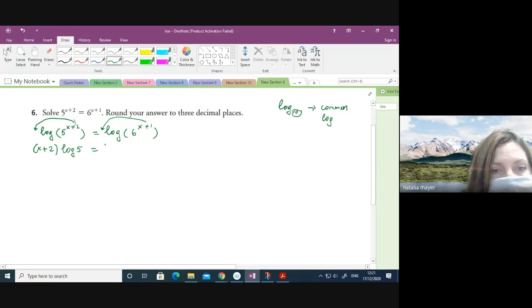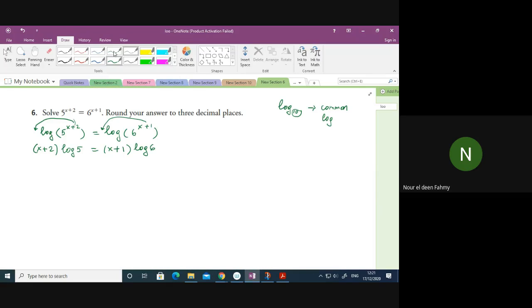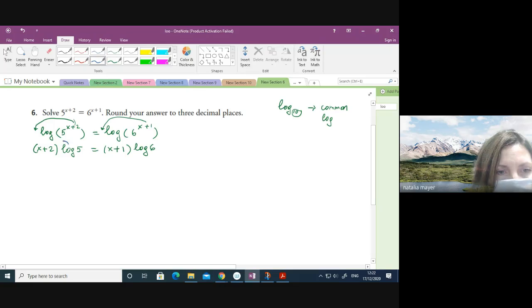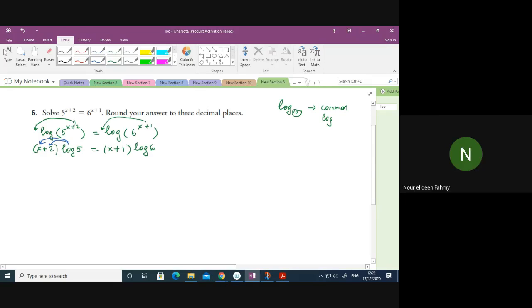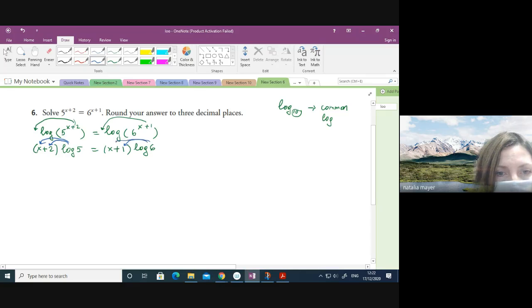Now we do the same on the right side. So x plus 1 inside the parentheses, please, times common logarithm of 6. Next step, Noor. You begin to expand. So you distribute basically the common logarithm of 5 here, and here the common logarithm of 6. Okay, so we're going to write x times common logarithm of 5 plus 2 times common logarithm of 5, and then x times common logarithm of 6 plus common logarithm of 6.